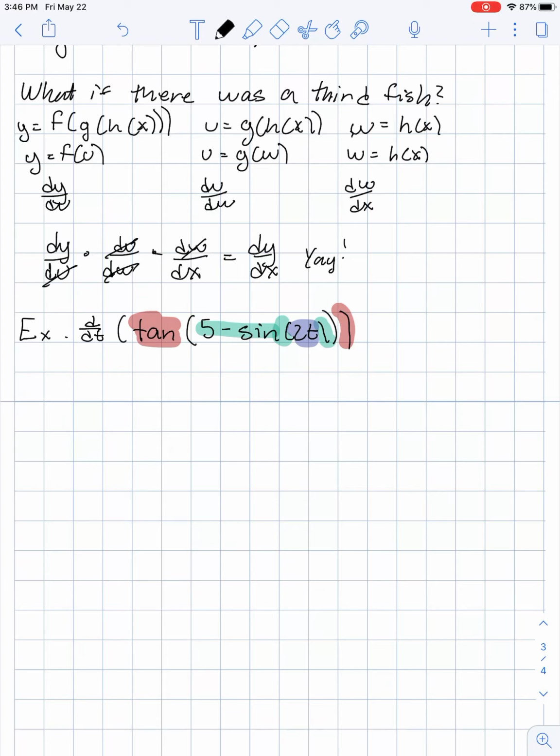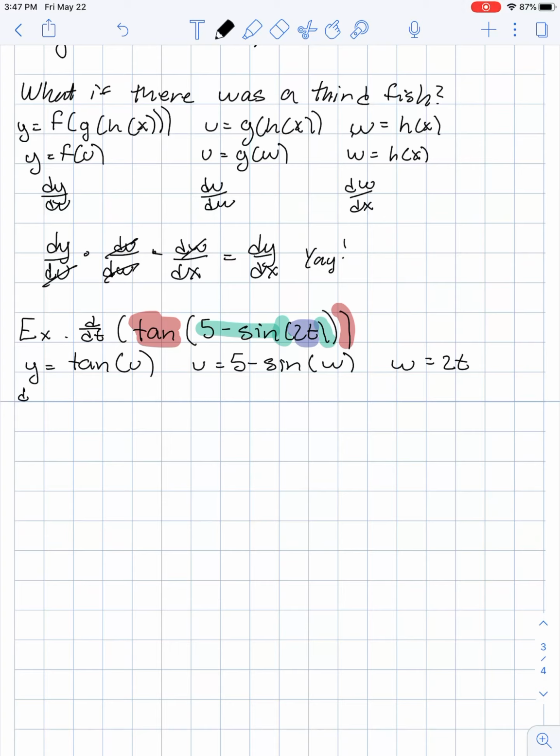Parentheses are really helpful at this time, and I actually sometimes draw in some more just to help. So let's call y tangent of u. Let's call u 5 minus sine of w, and we'll call w 2t. Now you don't have to do this every time. Some people can just look at it and go down the line. You can even call these f and g and h if you want. This is just one way to do it.